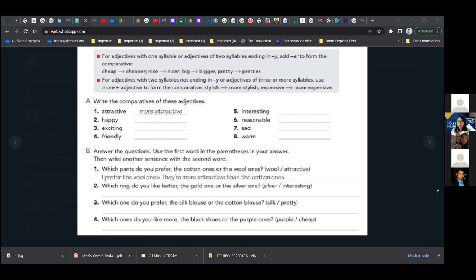Recordemos que estamos utilizando los adjetivos from section A, right? Okay, don't forget to add, por ejemplo, si es un adjetivo largo, more, si es un adjetivo corto, -er.